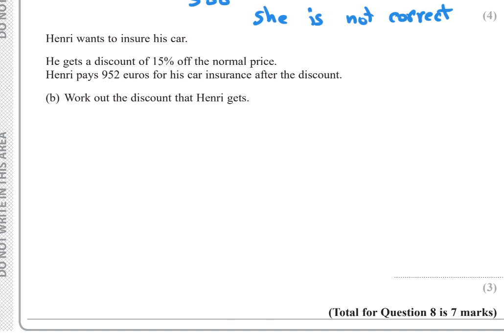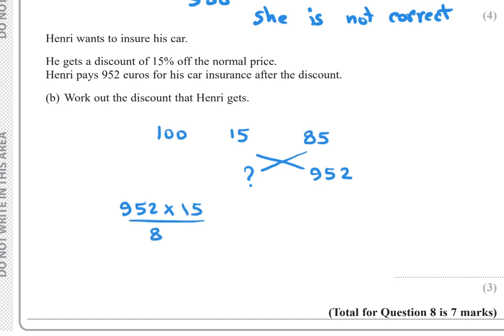15% off, this means it was 100. This is the normal price, decreased by 15. Now he pays 85. So we have what he paid, 952. And we don't need the price before discount, we need the discount itself. So we need that one. Now cross multiply. So 952 times 15 divided by 85 equals 168.